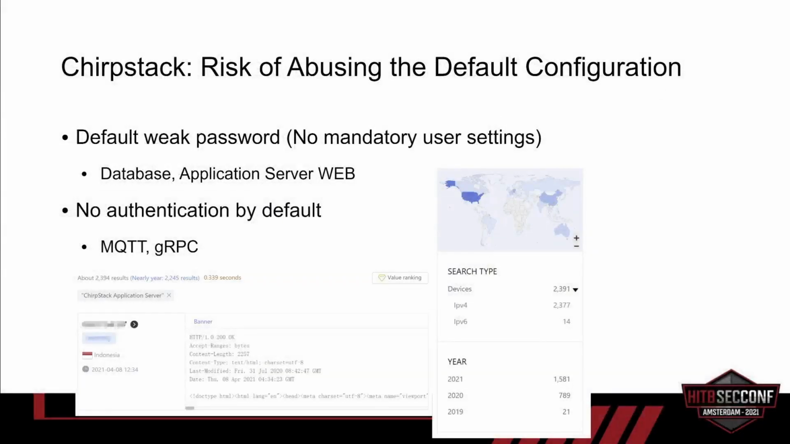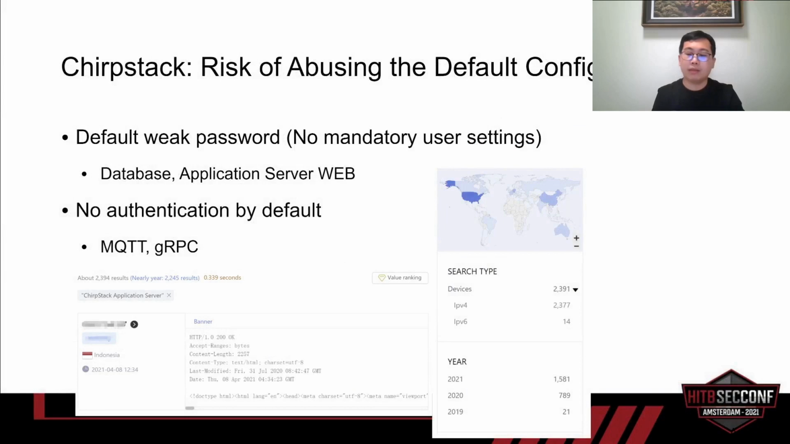Next, we will share the security risks of the servers. The default configurations of ChirpStack are a security risk. If the server deployer does not read the instructions carefully or does not have security awareness, it will lead to the risk of an attack on the server. For example, default weak passwords may be used in the database web. If an attacker can enter the web service of the application server with a weak password, we can obtain sensitive device information, such as device name, APP key, and so on.